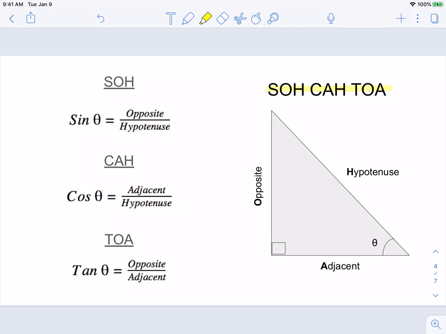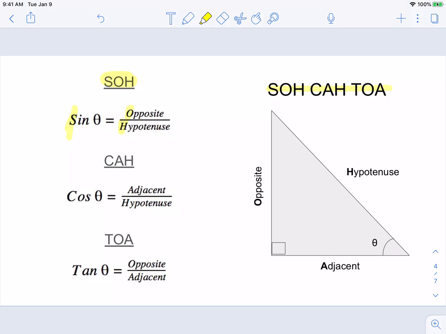The first third of SOHCAHTOA, the SOH portion, deals with the sine function. The S stands for sine, the O stands for opposite, and the H stands for hypotenuse. So what that does for us is it says the sine of theta is equal to the opposite leg divided by the hypotenuse. And I go to my reference triangle.